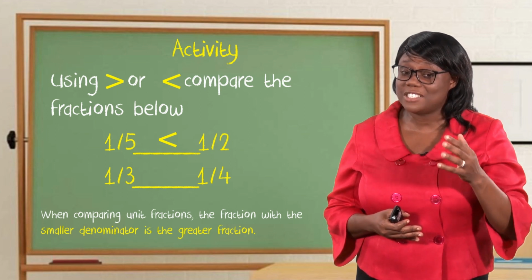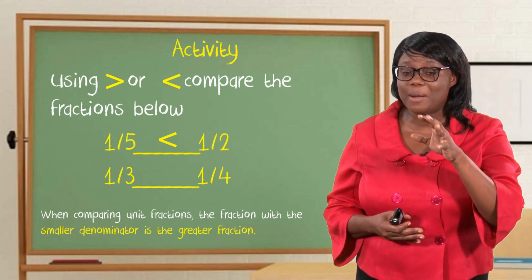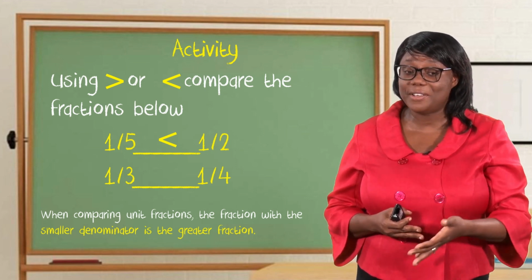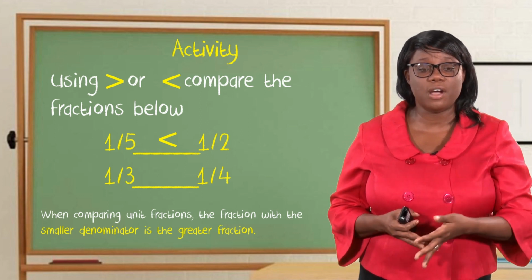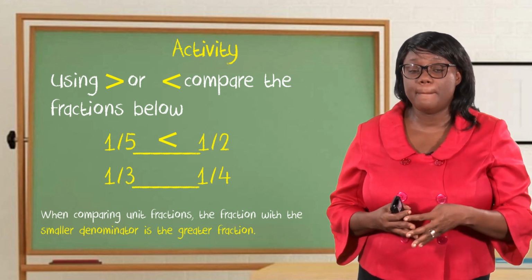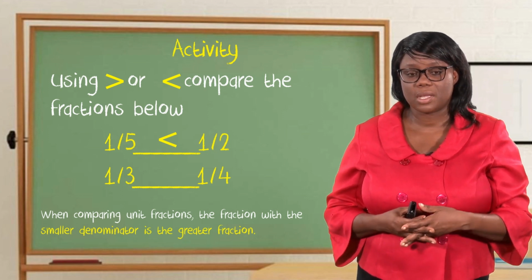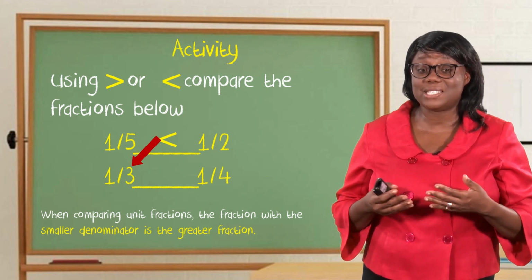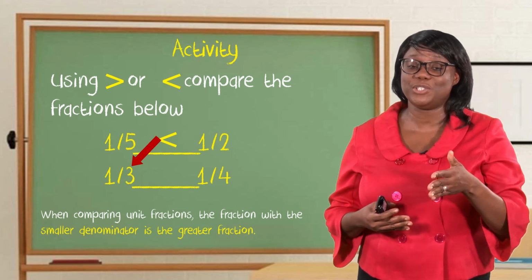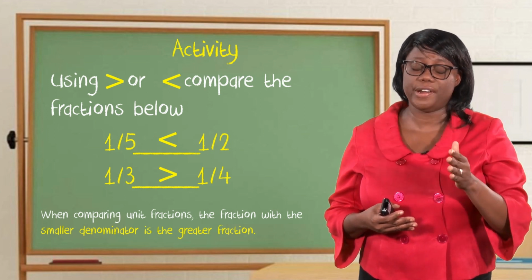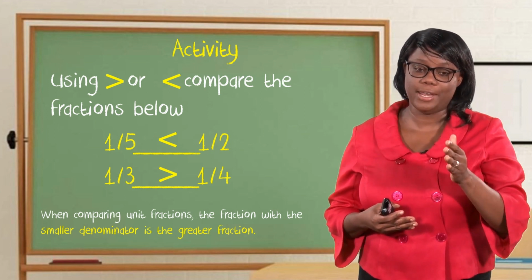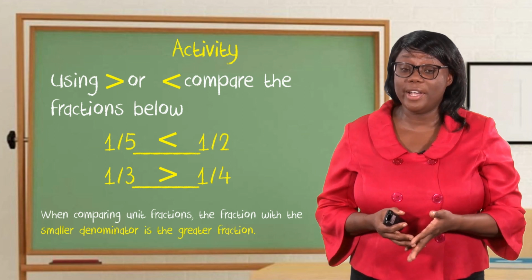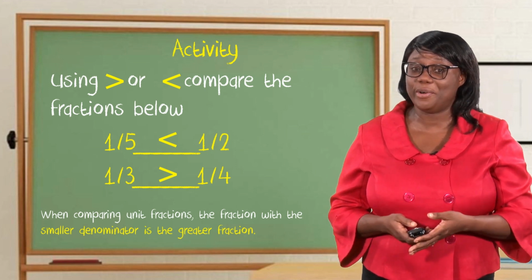What you can do after class is over, you can draw diagrams to represent these fractions to see if your answer was accurate. Let's look at the other one. 1/3 blank 1/4. Which denominator is smaller? Yes, 3 is smaller. So your answer should read 1/3 is greater than 1/4. Good going, boys and girls. I am very proud of you.